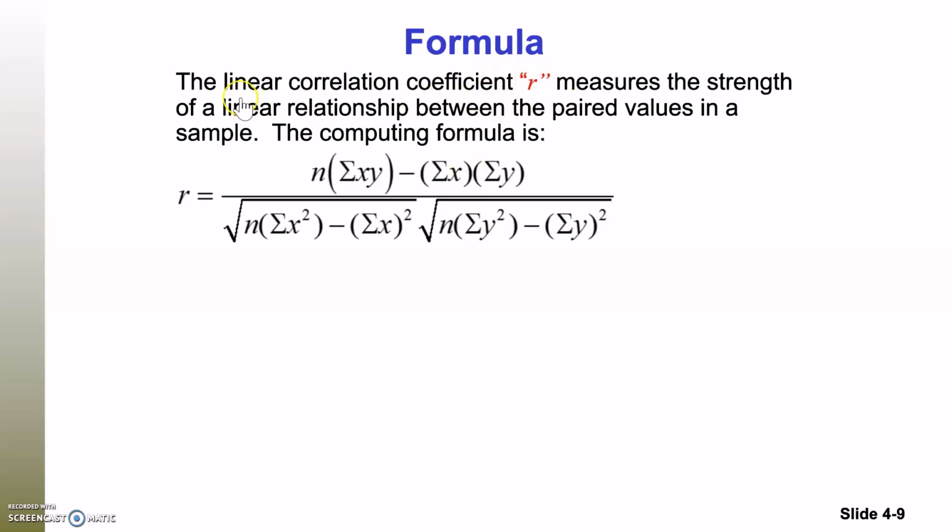Okay, now we have a working formula here. The linear correlation coefficient r measures the strength, how strong the relationship is. I will tell you in a minute what I mean by that. It tells you the strength of the relationship between the paired values in a sample. This is the computing formula: r equals n times sigma xy minus sigma x times sigma y, divided by the square root of n times sigma x squared minus (sigma x) squared, times the square root of n times sigma y squared minus (sigma y) squared, right? This seems to be a very difficult formula. If you want to do the hand computation, you are going to use this formula.